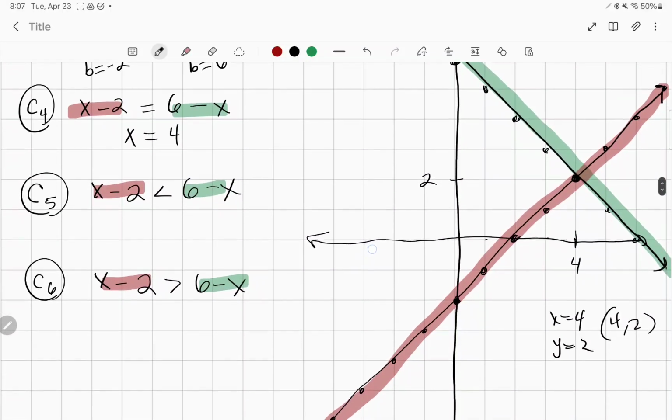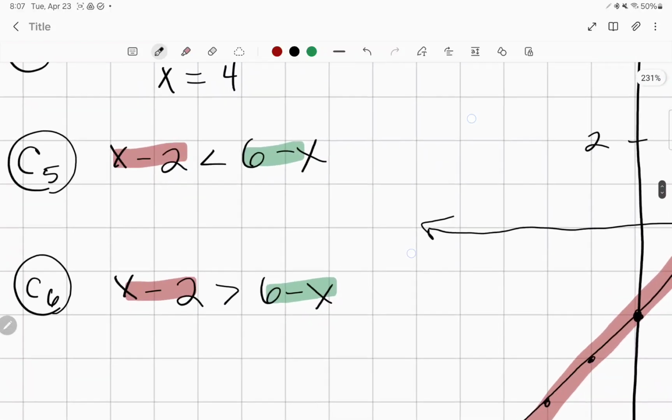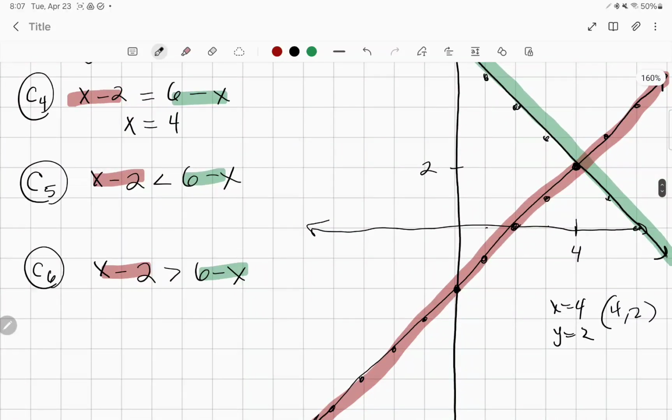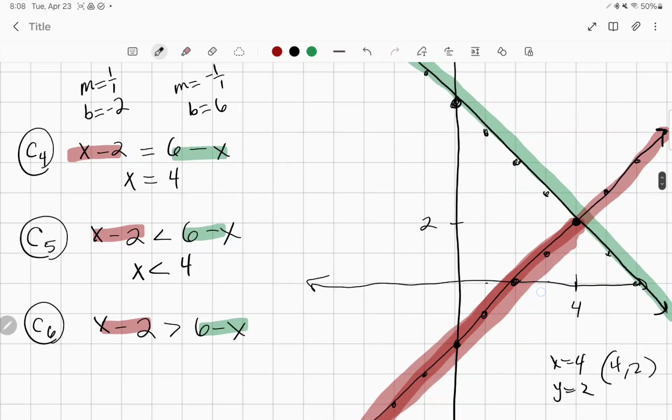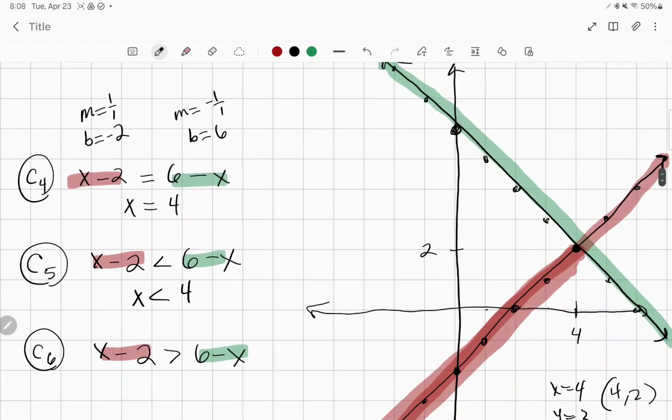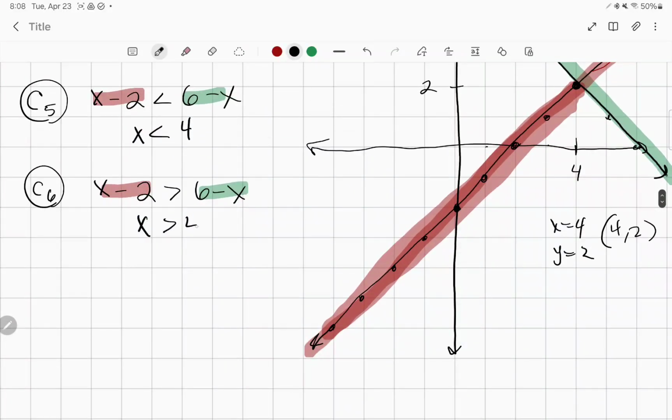And then on 5 and 6, so on 5, it's asking when is the red graph less than the green graph, and the red graph is less than the green graph right here. So it's everywhere x is less than 4. And then the opposite says, where is the red graph greater than the green graph? That would be on the other side, everywhere x is greater than 4. So those would be your two answers there.